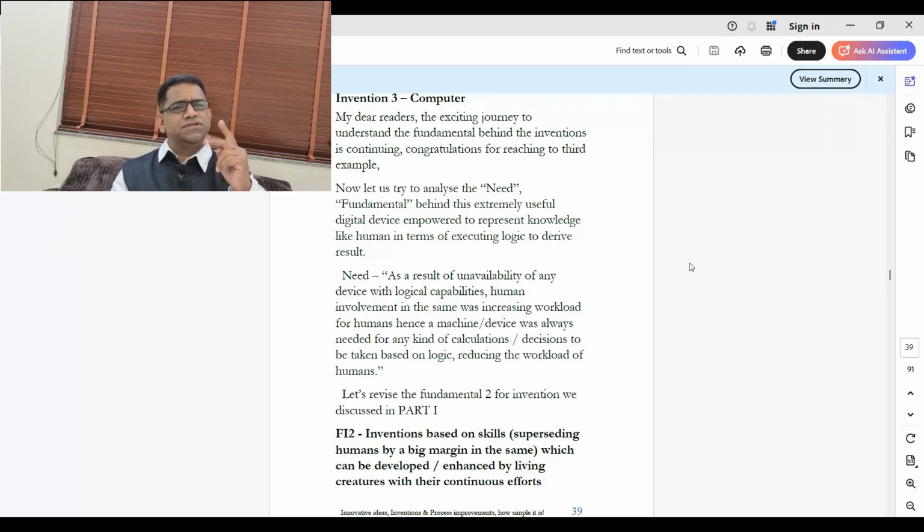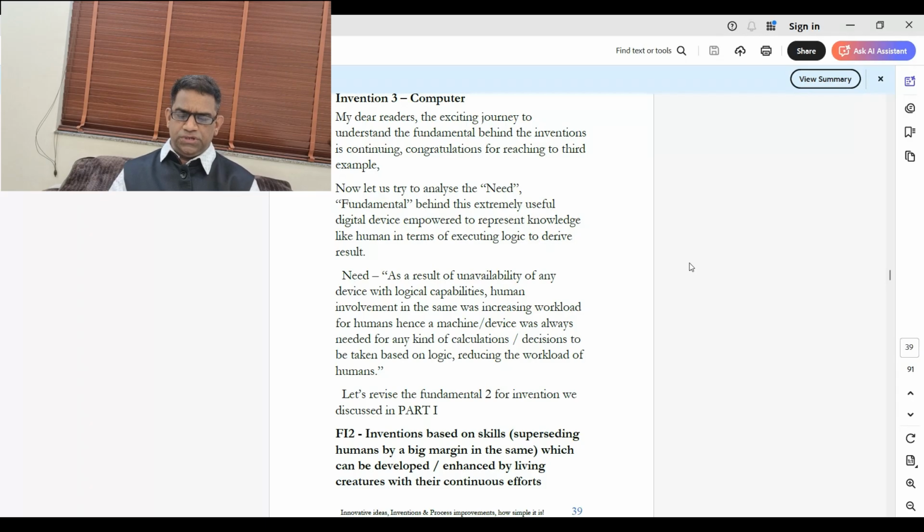Let's revise fundamental two. Congratulations, we have reached fundamental two. I hope you understood fundamental one by heart. Okay, let's discuss what was fundamental two in part one. FI2 talks about invention based on skills, definitely superseding humans by a big margin in the same, but skills which can be developed and enhanced by living creatures with their continuous effort. So logic, yes, inbuilt logic is given to us by nature or God, but we need to continuously improve it to get maybe a profession based on that skill, right?